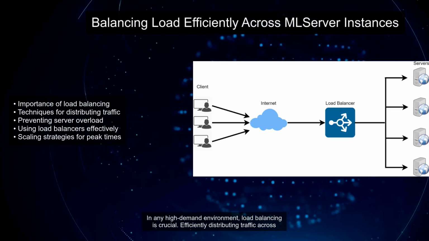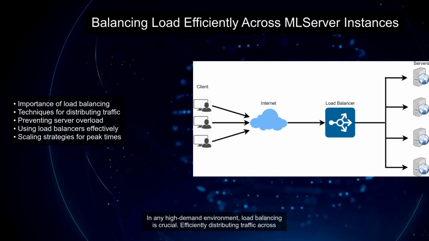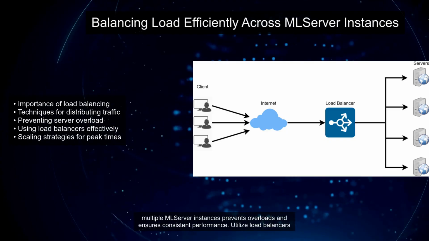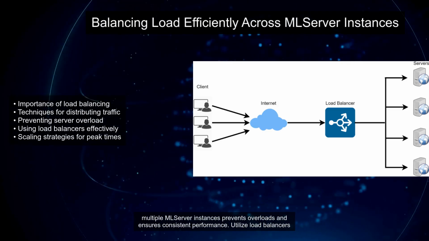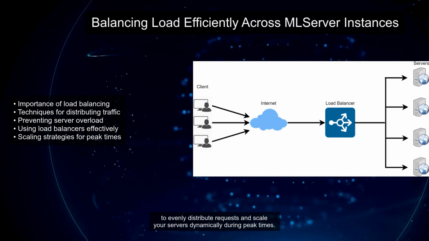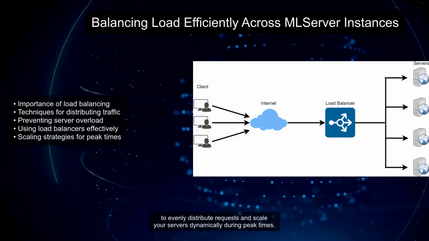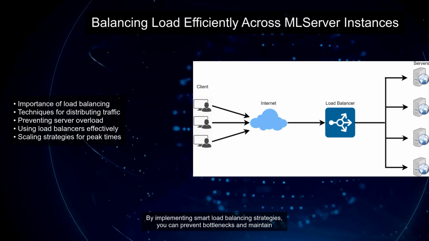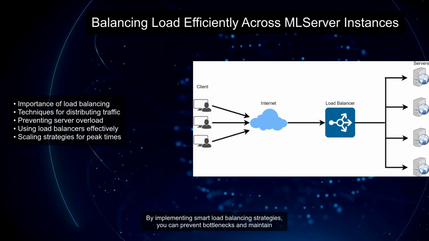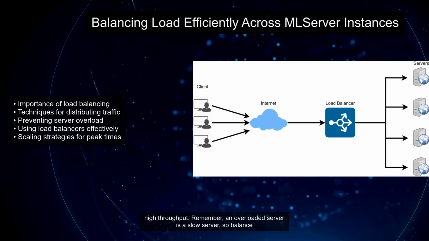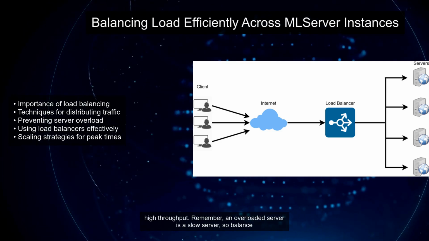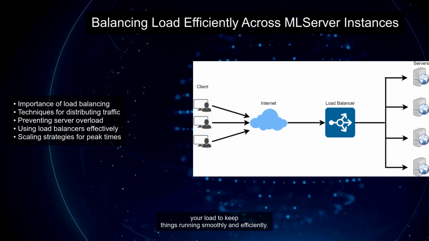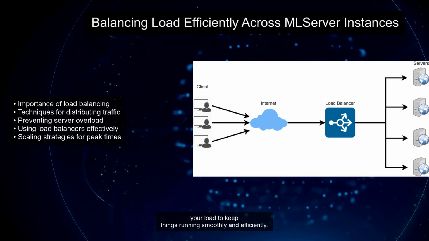In any high-demand environment, load balancing is crucial. Efficiently distributing traffic across multiple MLServer instances prevents overloads and ensures consistent performance. Utilize load balancers to evenly distribute requests and scale your servers dynamically during peak times. By implementing smart load balancing strategies, you can prevent bottlenecks and maintain high throughput. Remember, an overloaded server is a slow server, so balance your load to keep things running smoothly and efficiently.